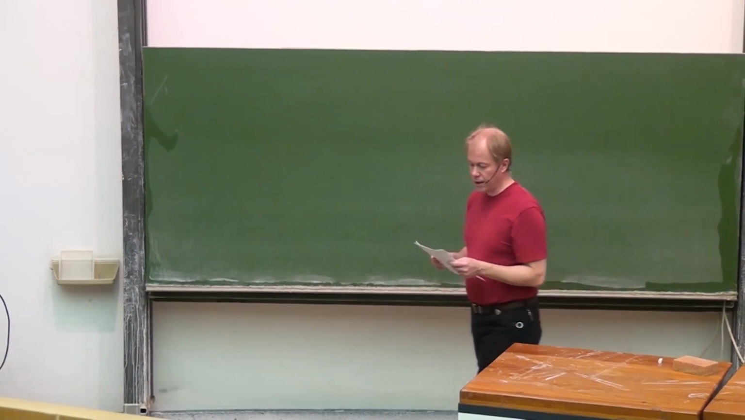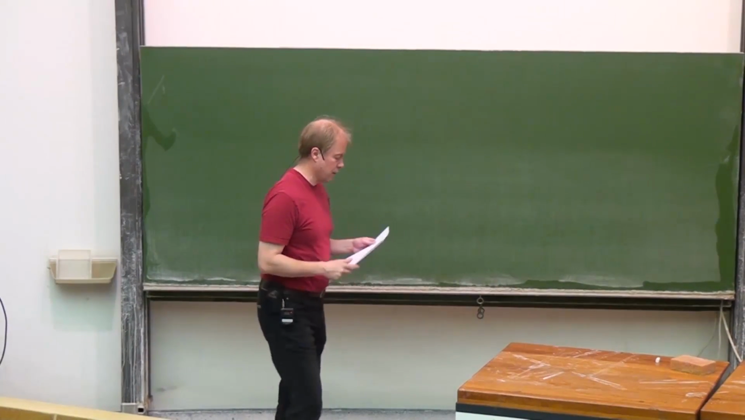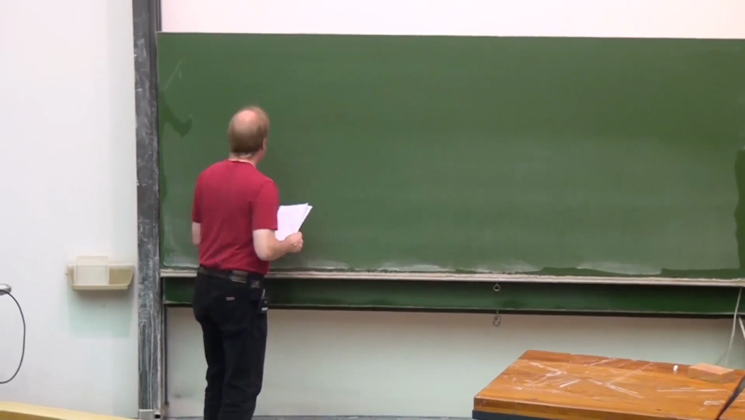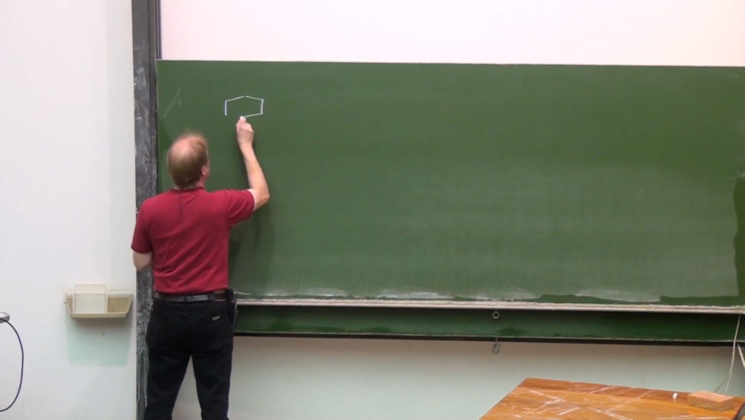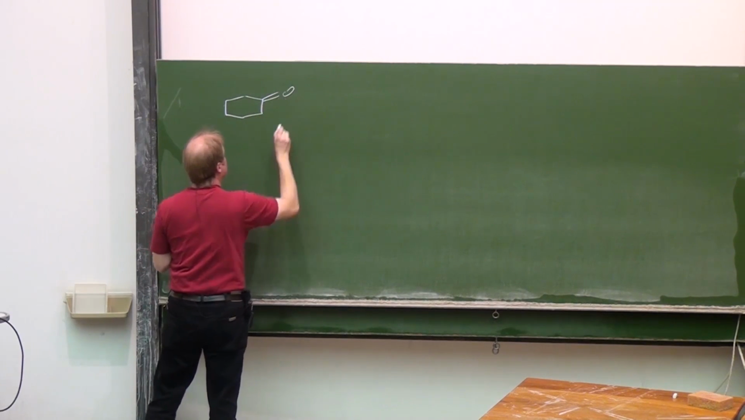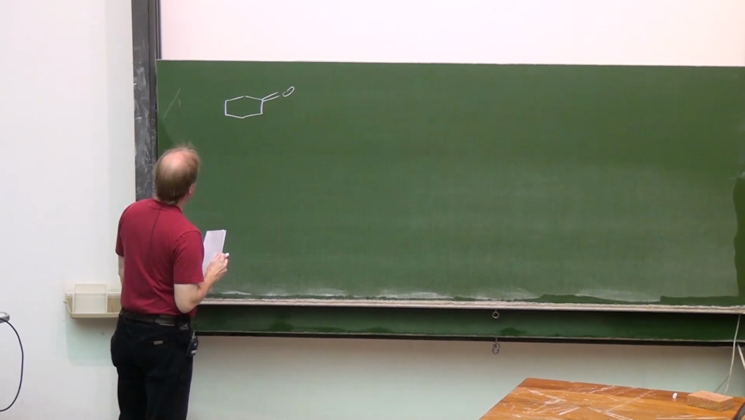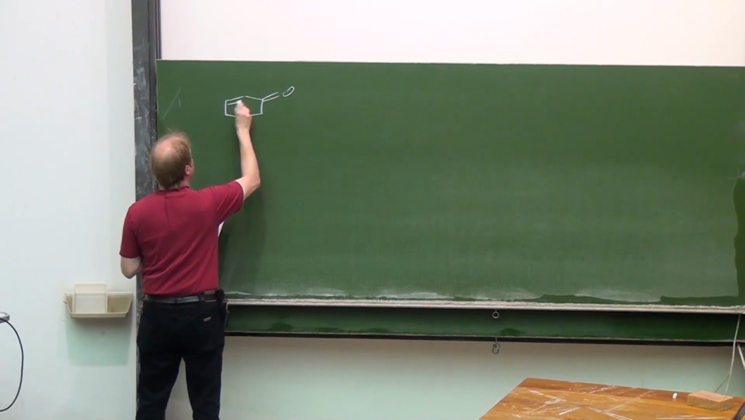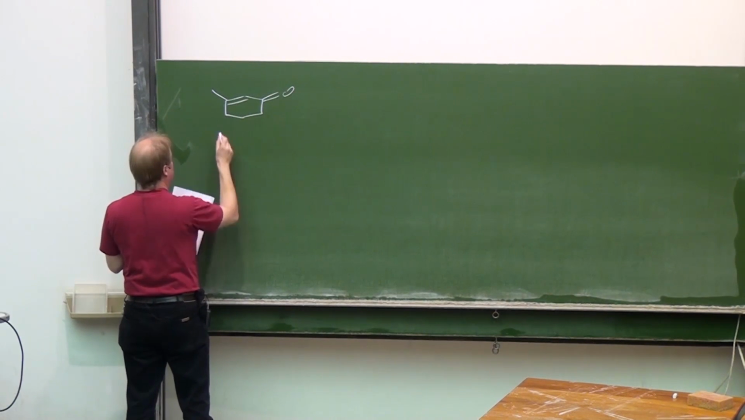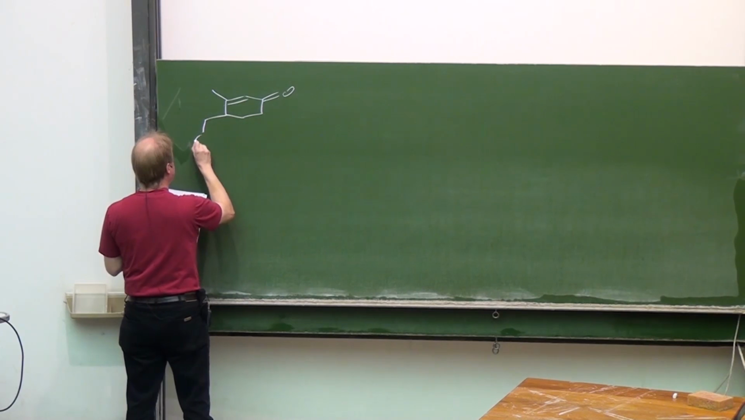Welcome to part 9 of the lecture on designing organic syntheses. Let us start with a simple looking example, which becomes much more complicated as we go further into the retrosynthetic analysis of the structure.